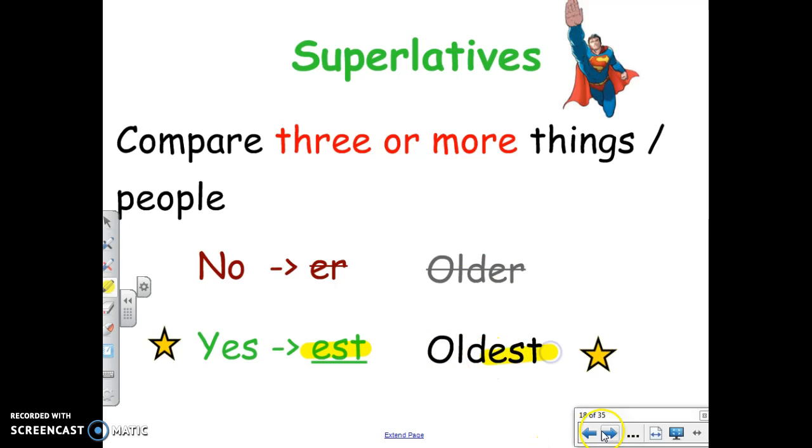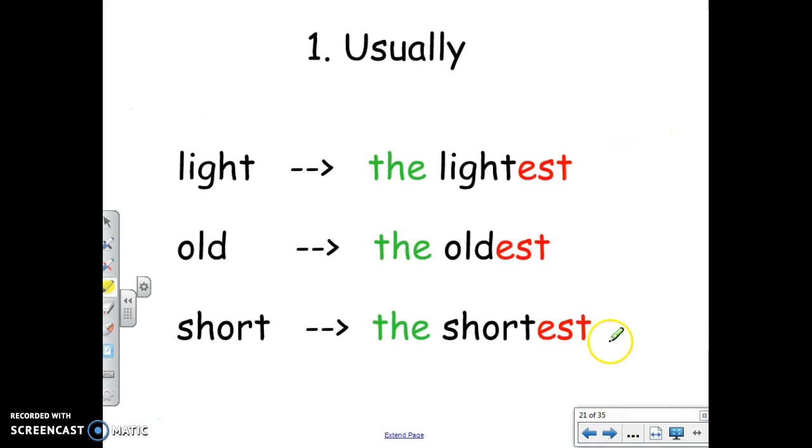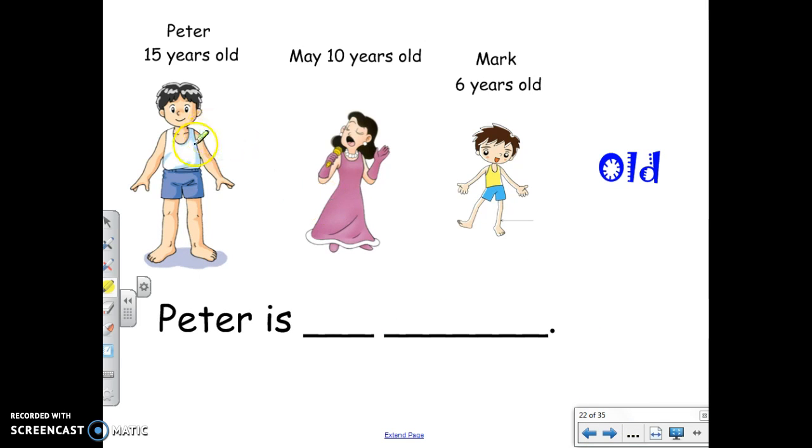So, oldest, right here. One tip for the superlative: always have the in front of the adjective and est after the adjective. For example, light will be the lightest, old will be the oldest, short will be the shortest. Right here, Peter is 15 years old, May is 10 years old, and Mark is 6 years old. And I want to use the word old. How can I do it?